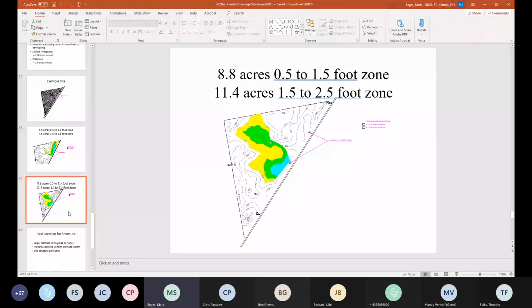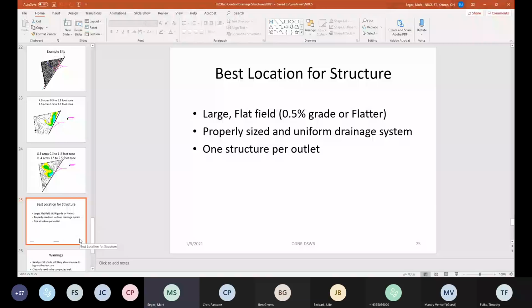Where are the best locations for these structures? You're really looking for 0.5% grade or flatter. You're looking for a properly sized and uniform drainage system. And we're looking to put one structure per outlet if possible.